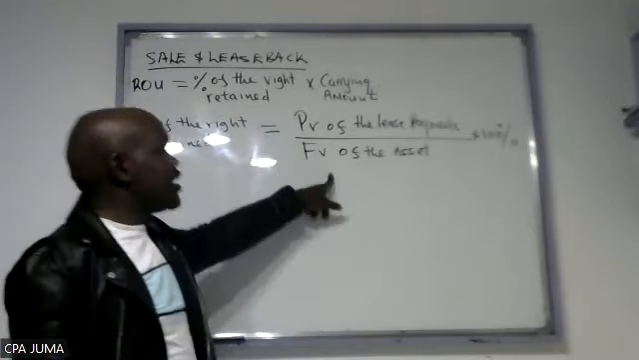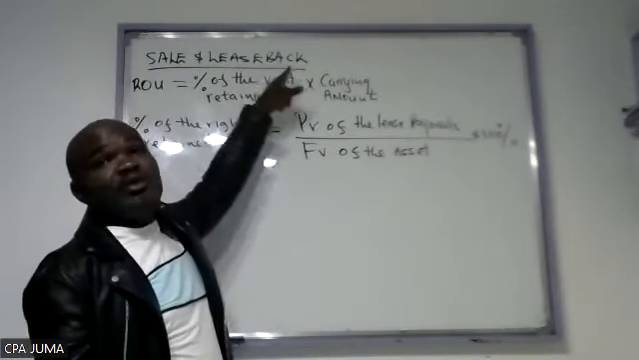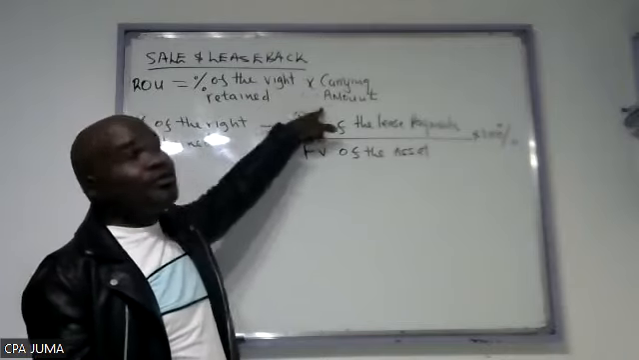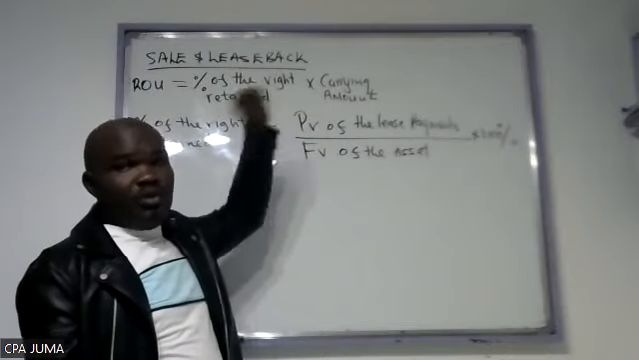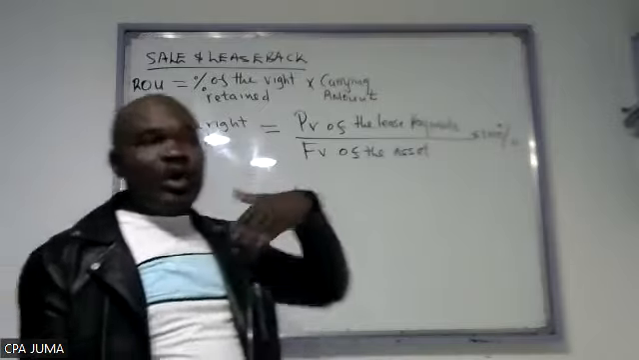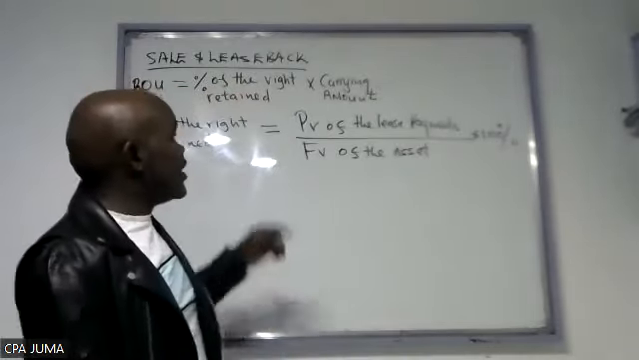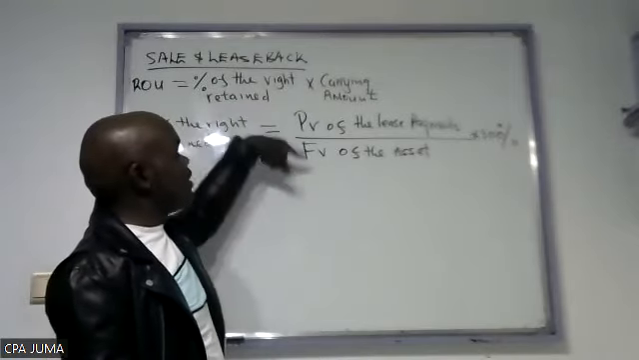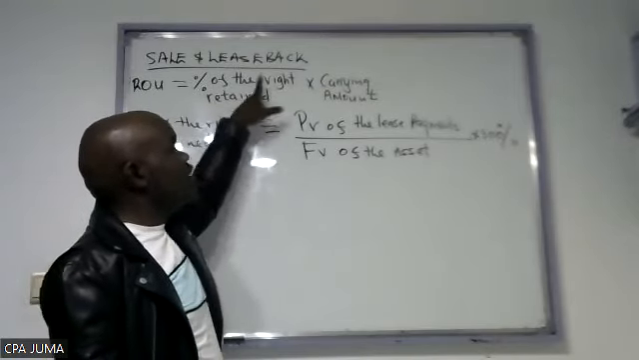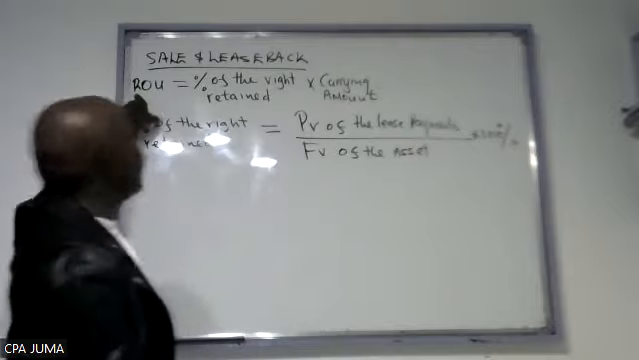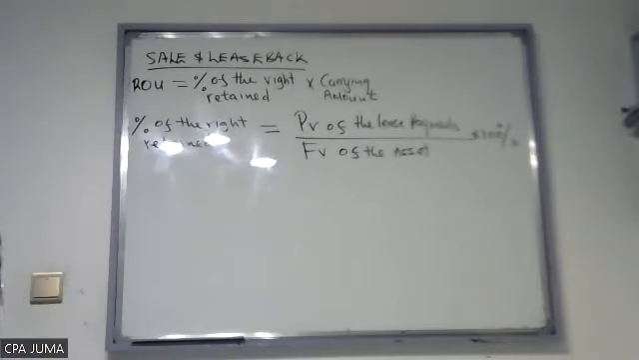So if you get 20% and the carrying amount initially was 50, take 20% of 50. That is what you should recognize, because you knew the book value of the asset. So instead of overstating, that is what you recognize. You take the percentage you retain times the book value. That is the right of use. Full stop.